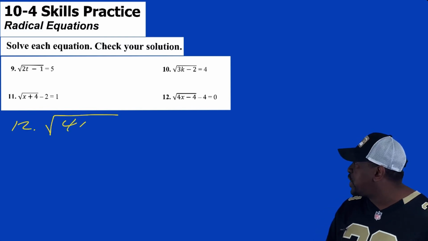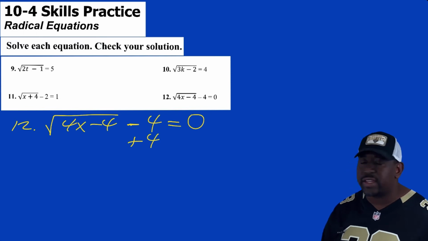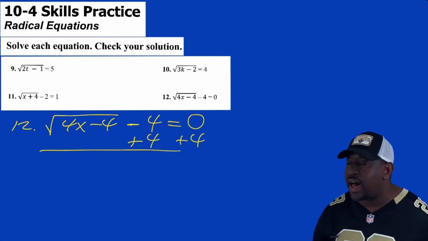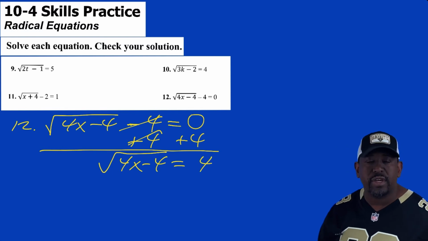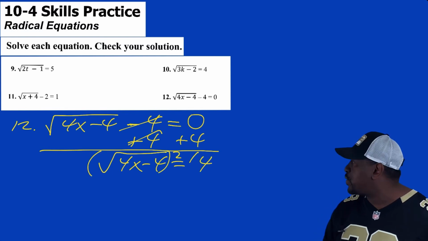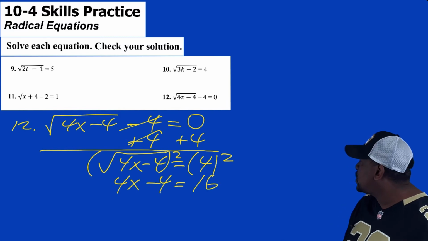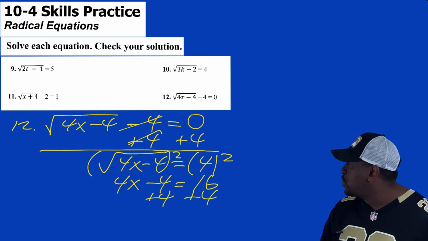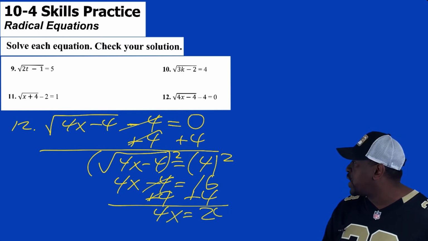So let's now go to 12. Square root of 4x minus 4, minus 4 equals 0. And to get rid of negative 4, first we add 4 to both sides. By doing that, we get the radical on the left side, the square root of 4x minus 4 is equal to 4. In order to get rid of the radical, we must square both sides. When we do that, we get rid of the radical, we'll have 4x minus 4 on the left side. That will equal 16. We will add 4 to both sides and get rid of negative 4, inverse. We'll get 4x equals 20.